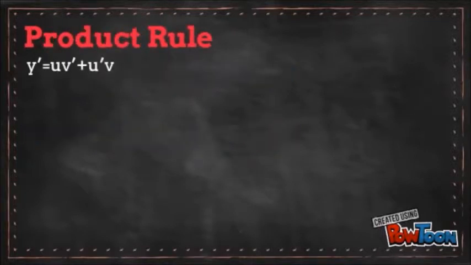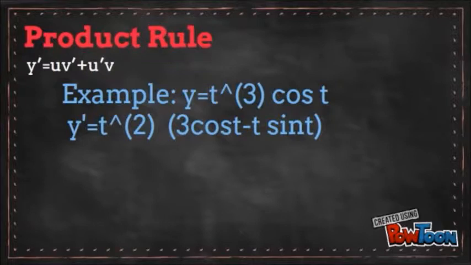The product rule can be applied when y equals t cubed cos t. When this happens, we follow the product rule, which is y prime equals u v prime plus u prime v. Hence, the final answer is t squared [3 cos t minus t sine t].